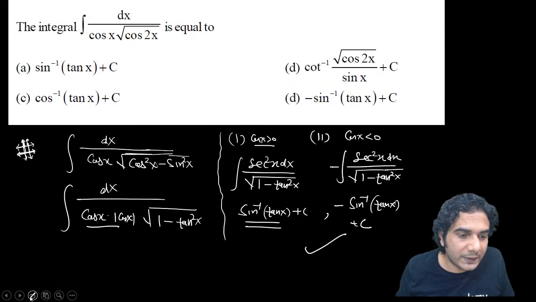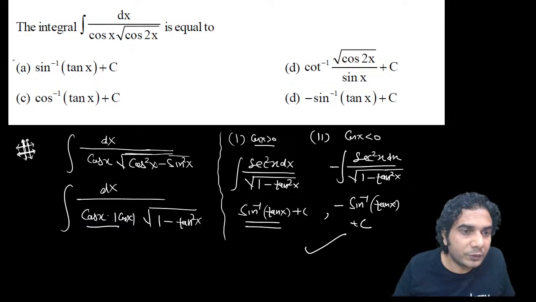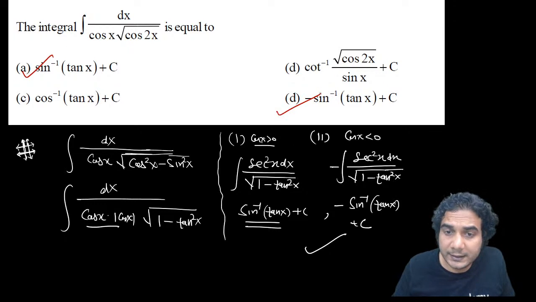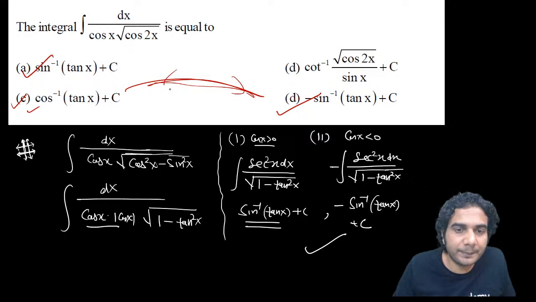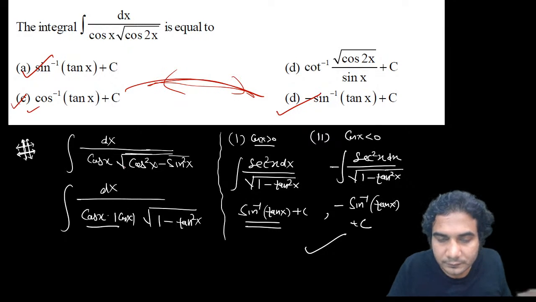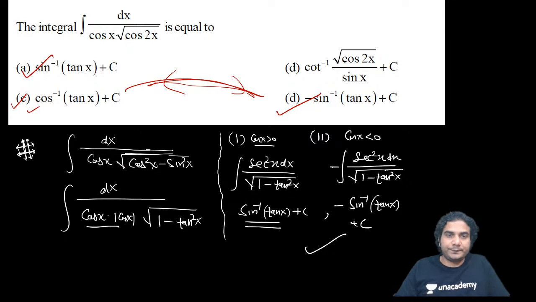So which options are correct? It's a multiple correct type, so A is correct, okay, and D is certainly correct, and C is also correct because minus of sine inverse can be written as pi by 2 minus cos inverse. So it is going to be cos inverse of sin x plus some other constant. All right, so cos inverse, this option is also C. C and D are same actually. I hope you've got it.